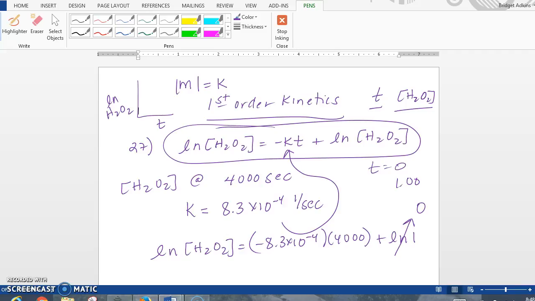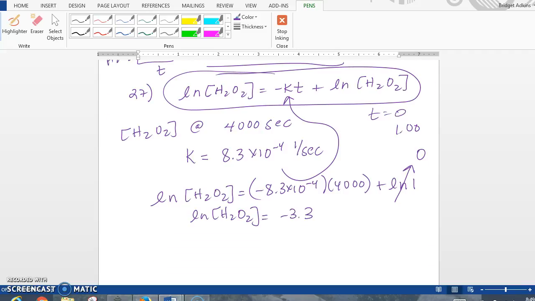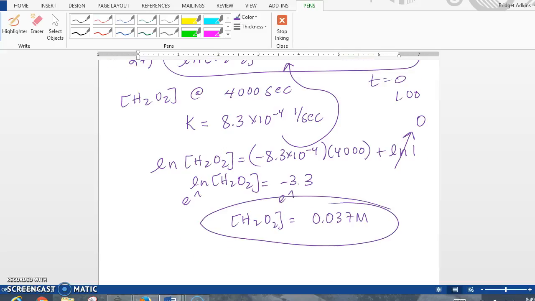All right, so then we end up getting the natural log of hydrogen peroxide concentration is equal to negative 3.3. To solve for that, we would take e to both sides, and you get a concentration of 0.037 molar. So that would have been your final answer on 27.